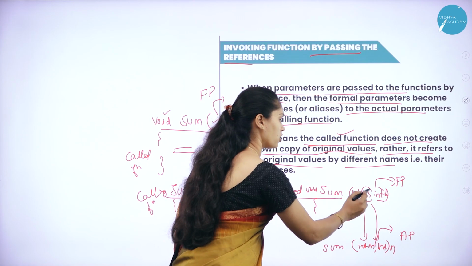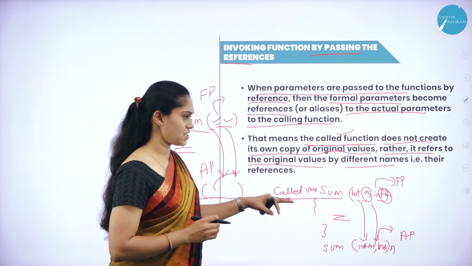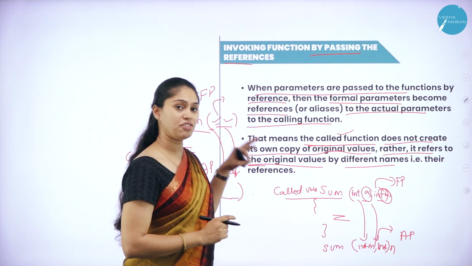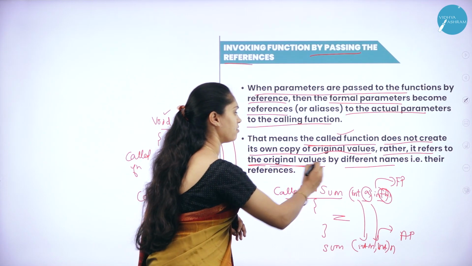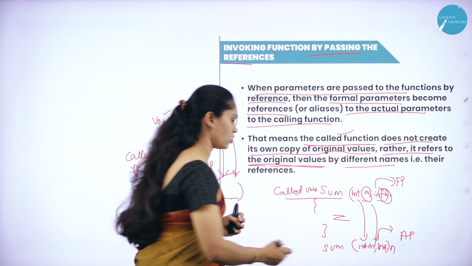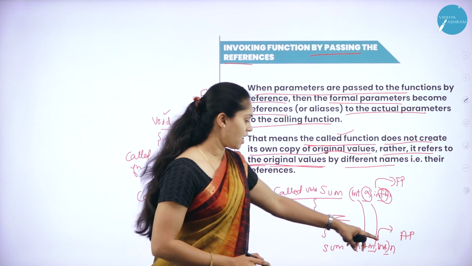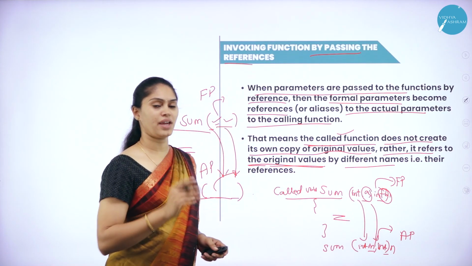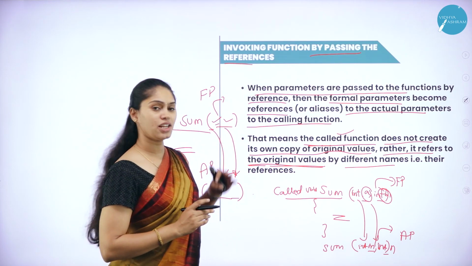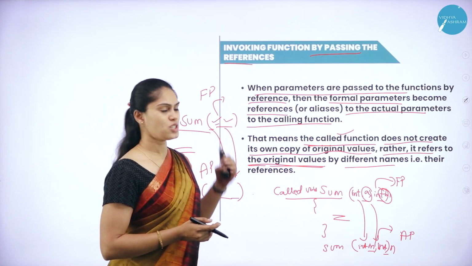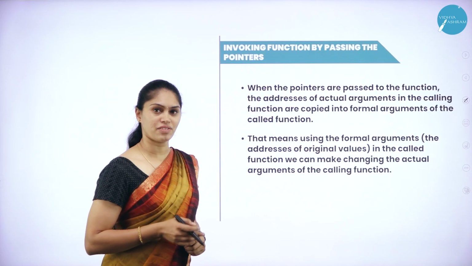So it will not create its own original value. Instead of that, it will refer to the original value by different names. So m and n are nothing but what? m is referenced as a and n is referenced as b. So this is how invoking the function can take place with the help of the pass by reference method.